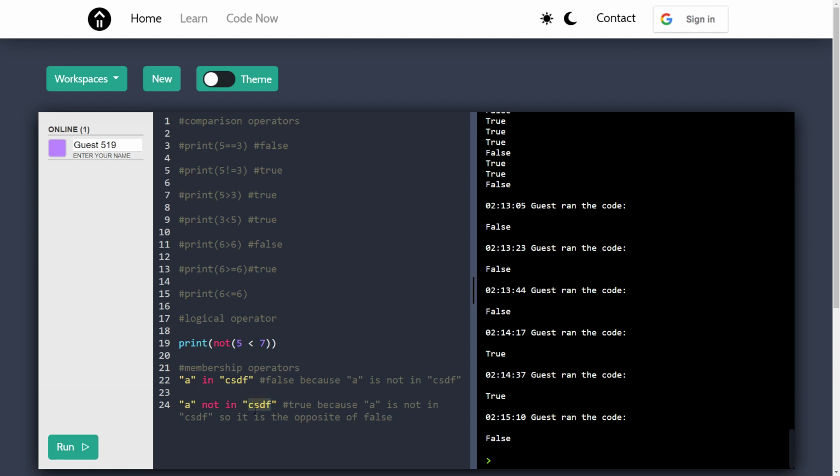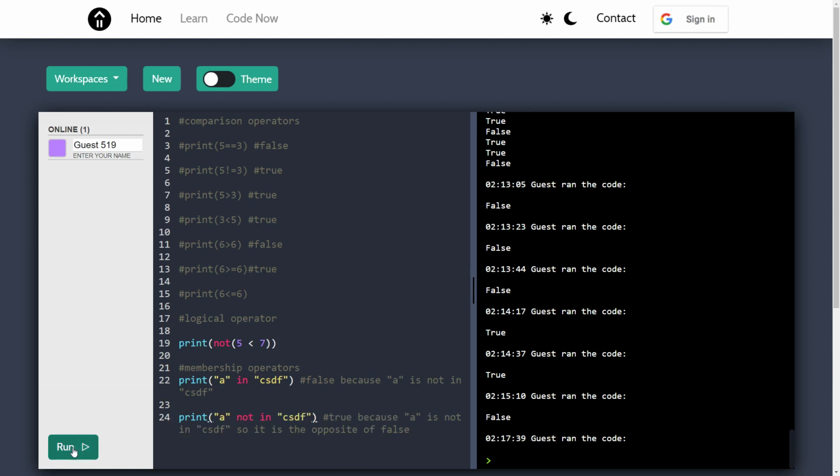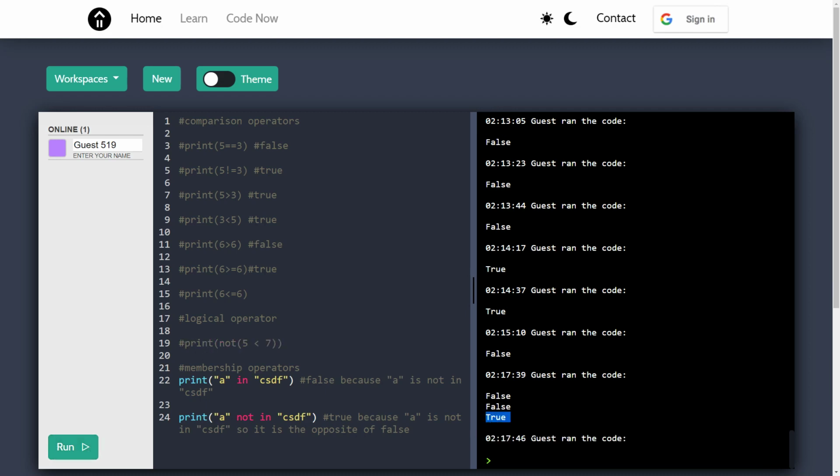So since A is not in here, it will originally return false, but since it's not, it will actually return true. So this is just like pseudocode, I guess you could say, code without really printing it. If I put this in here and then cut this out and go like this, run it, let's see what happens. Oh, so false and true, right?